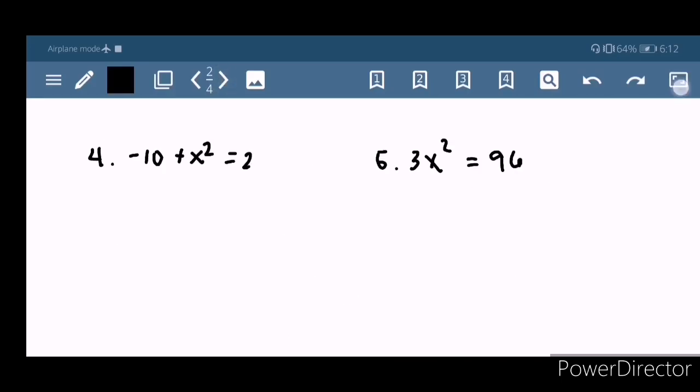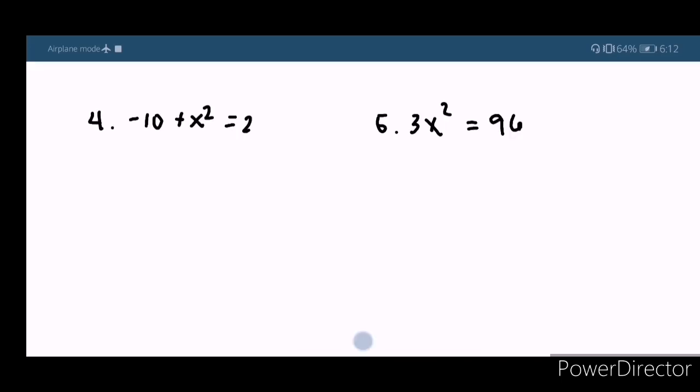Let's proceed to the next example. Example number 4, we have negative 10 plus x squared equals 2. Okay, so ang una natin gagawin, transpose natin si negative 10. So, matitira na lang dito ay x squared. Si negative 10, lilipat natin sa kabila, so it will become positive 10 or plus 10. Okay, so x squared is equal to 2 plus 10 is 12.